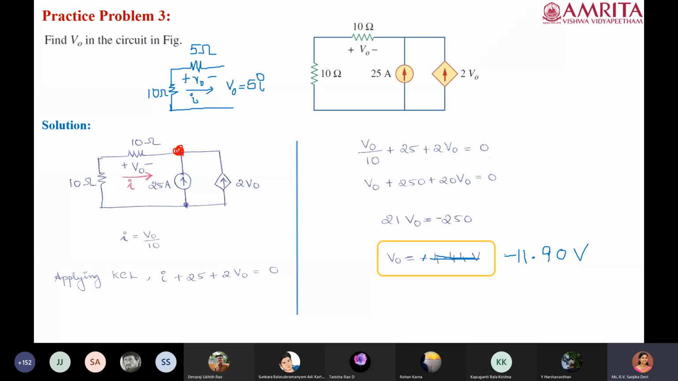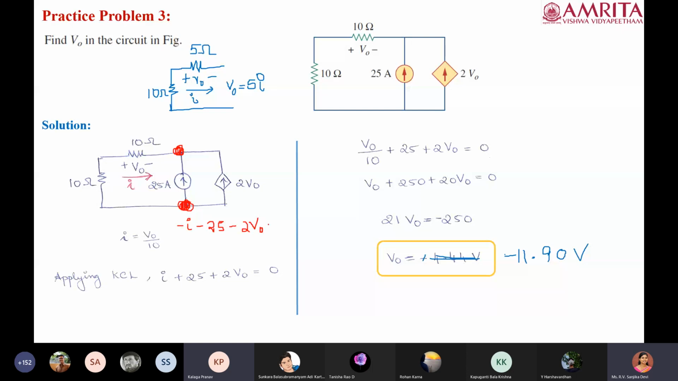Is it clear? Ma'am, by taking another node, can we do this, ma'am? Yes, by taking another node also you can do, which is a common nodal point. The bottom node is a common node, right? Yes, ma'am. So in that case, all the currents are leaving, so you will write it as minus I, minus 25, minus 2 V naught. Okay, so the final answer will be the same, no? Yes. Ma'am, can we even take it like the 25 amperes and 2 V naught are entering the node, ma'am, and V naught by 10 is exiting, ma'am?